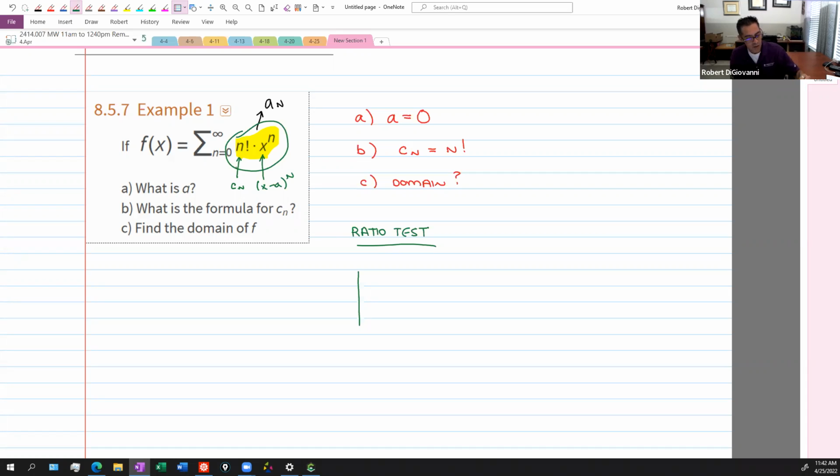So let's first plug in n plus 1. I do n plus 1 factorial, and then x to the n plus 1. That's basically me plugging n plus 1 into the whole thing. Then I divide that by just this at n. We want the absolute value of this to be less than 1, because that would give us convergence, wouldn't it?